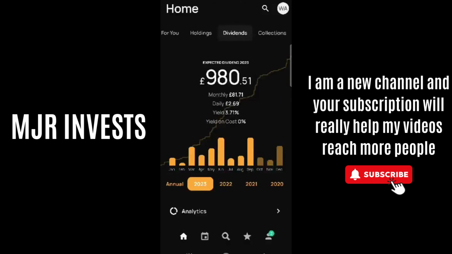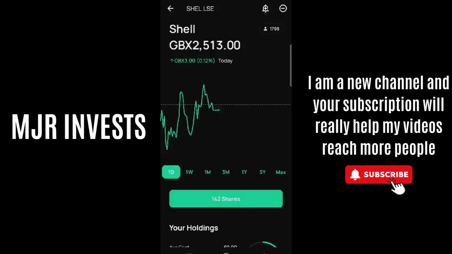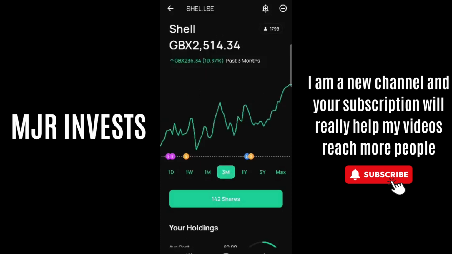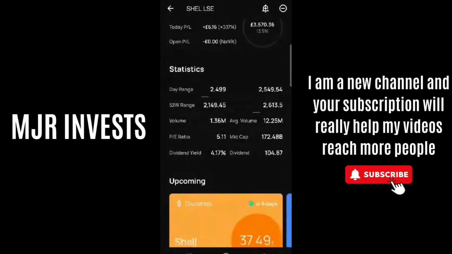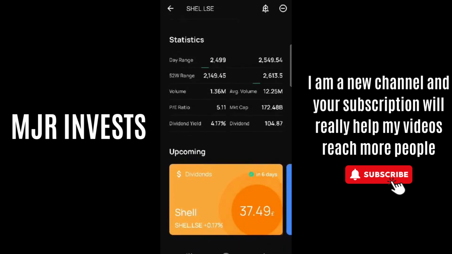Again, if you scroll down on the dividends tab and click on an individual stock, what you can see is a host of information regarding that stock. So you can see the Shell price here from 1 day, 1 week, 1 month, 3 months, 1 year, 5 year, and maximum. But if you scroll down, what you can actually see is loads of statistics regarding the stock as well, including the day range, the volume of shares, the PE ratio, the dividend yield, and so on.